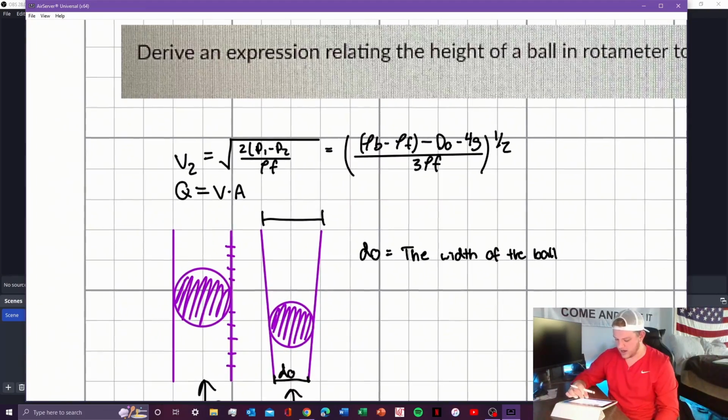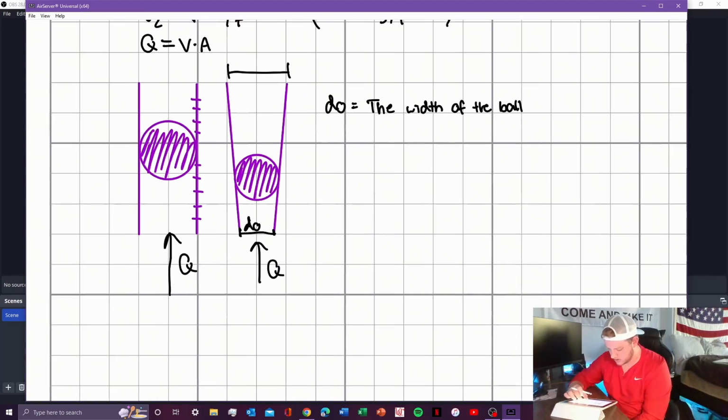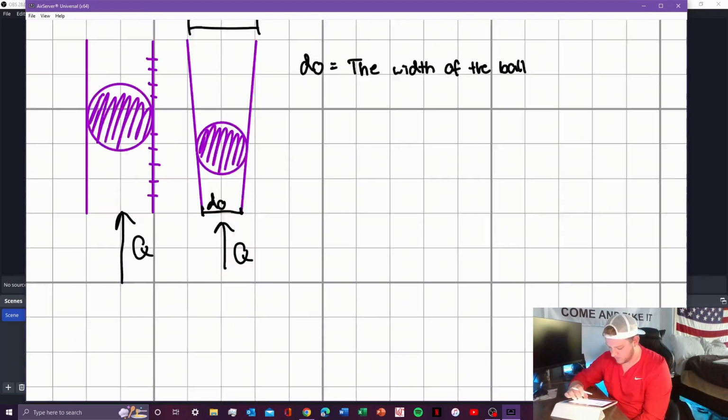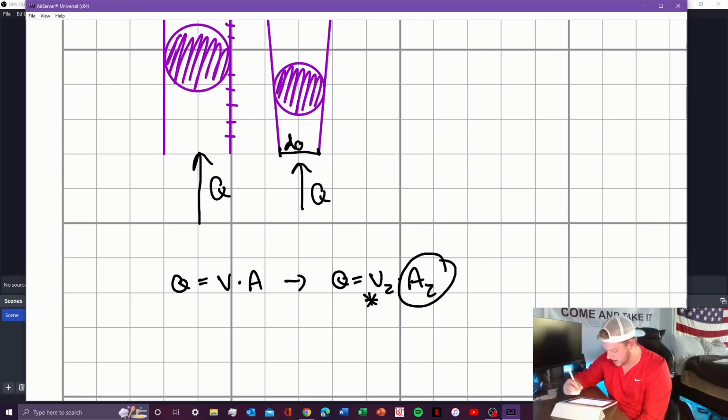So I've imported our velocity function from lecture. If you want to know how we got that, go back and watch lecture. But our equation for flow rate is Q is equal to velocity times the area. In this case, it'll be Q is equal to V2 times A2. Like I said, we already know our V2, so we're solving for A2.